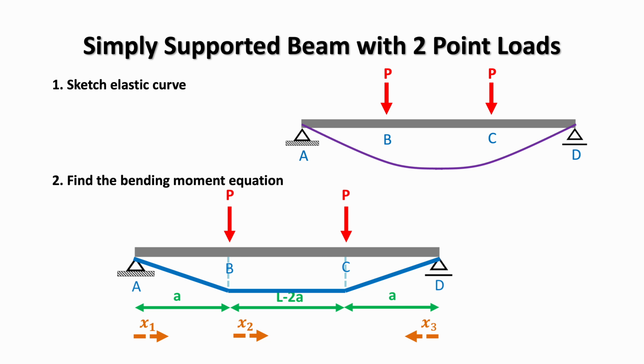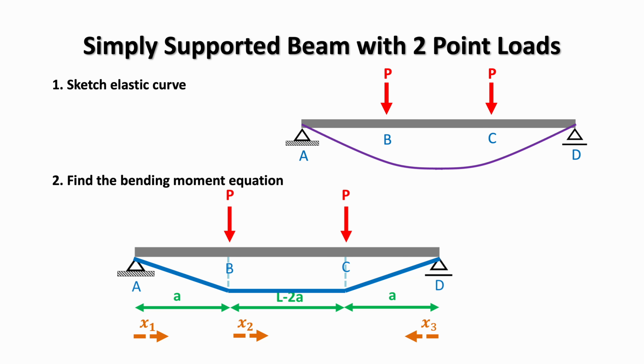Under the 2 equal point loads, the bending moment varies linearly from A to B, is constant between B and C, and then varies linearly again from C to D. To analyse this systematically, we'll divide the beam into 3 regions. Region 1 from A to B, Region 2 from B to C, and Region 3 from C to D.